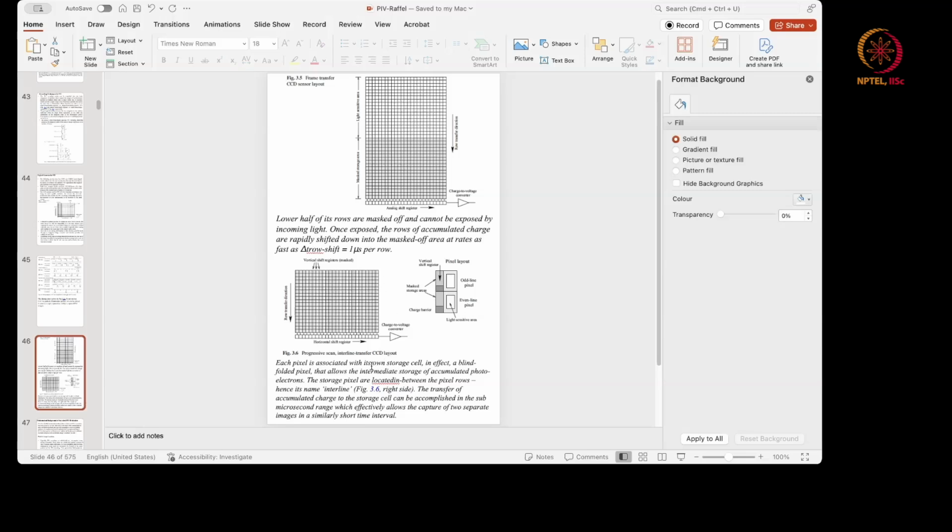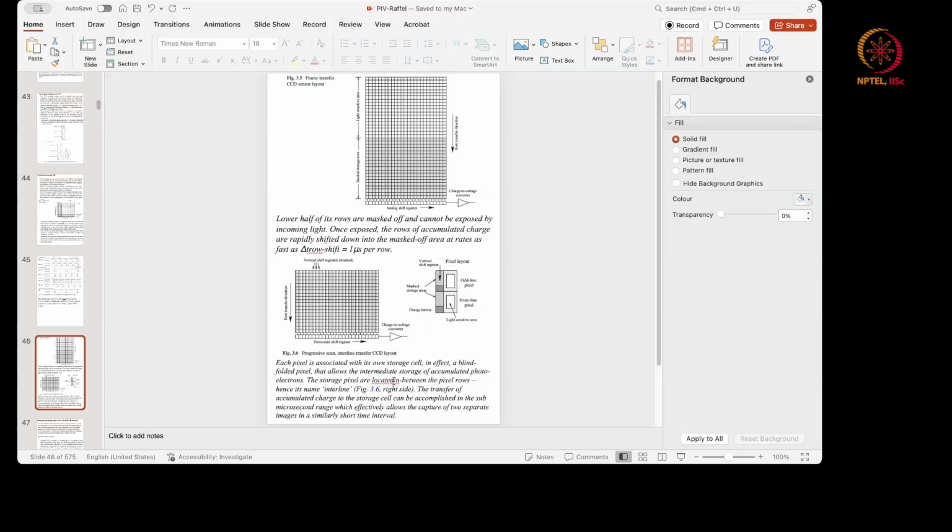In the case of an interline CCD, if you look carefully, you will see that each pixel has its own storage cell. This is the light sensitive area and this is the vertical register. So there are blind pixels that allow immediate storage of the accumulated photoelectrons. As soon as this is exposed, it stores in this vertical shift register.